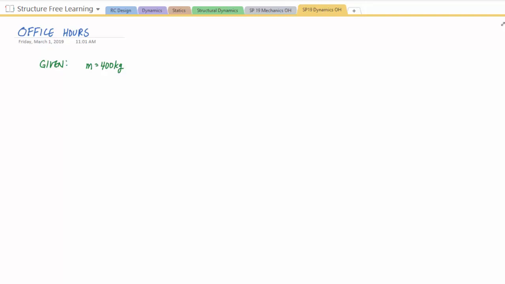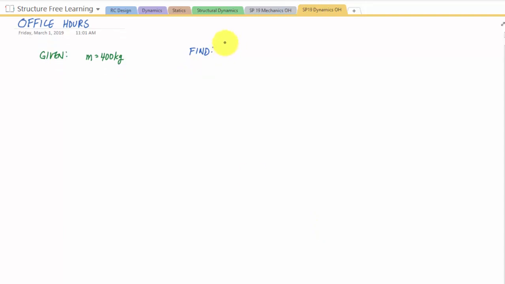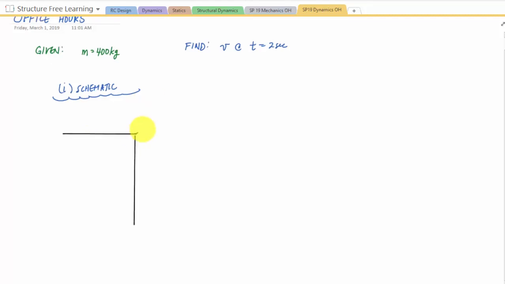What we need to do in this problem will become more clear when I draw the schematic. It'll be: find the velocity at t equals 2 seconds. The system looks like this. Here's a schematic with a table, like a corner. Off that corner there's a pulley, and over here there's a motor.